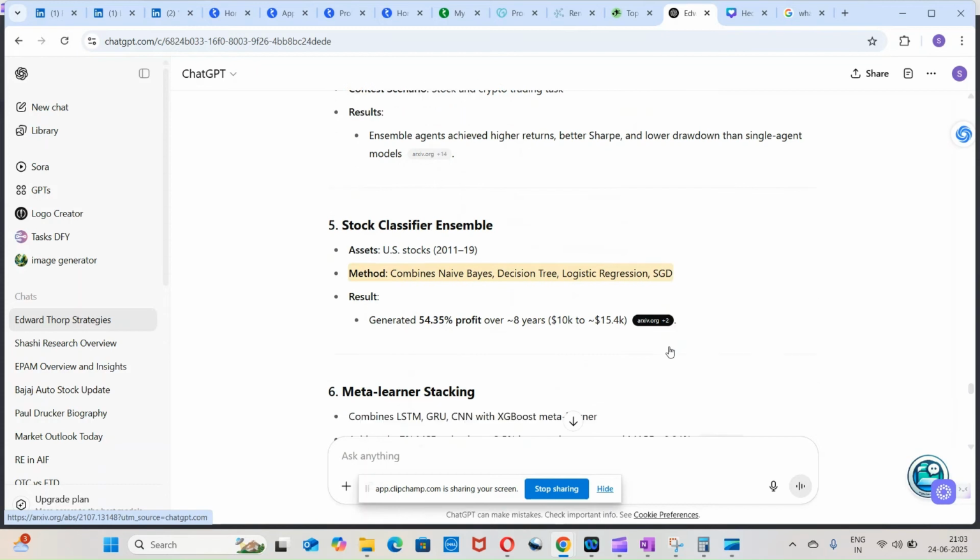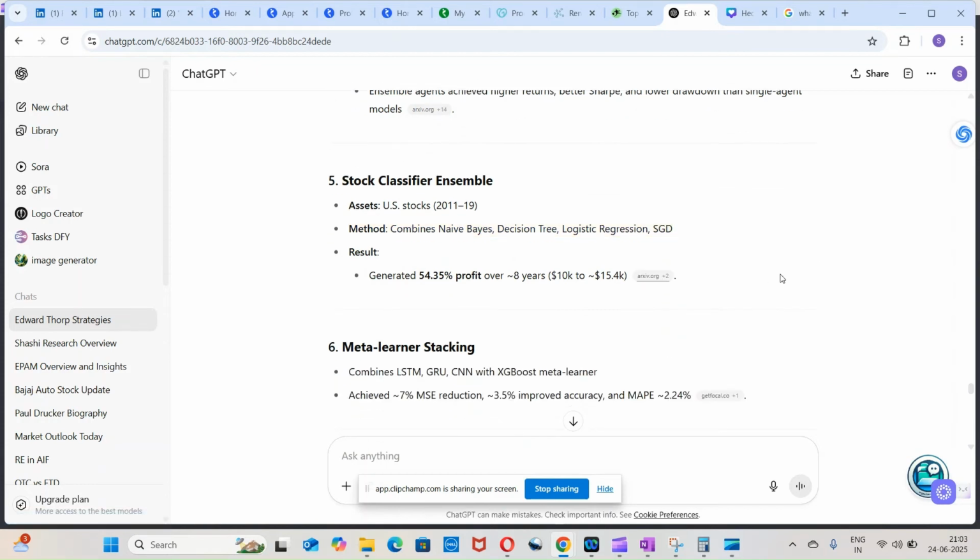Stock classifier ensemble. The assets are US stocks 2011 to 19, and the methods combine naive Bayes, decision tree, logistic regression and SGD. So all those four AI models are combined together: naive Bayes, decision tree, logistic regression, and SGD. We'll go through the naive Bayes model also in detail in one of the videos. So it generated 54.35% over 8 years.